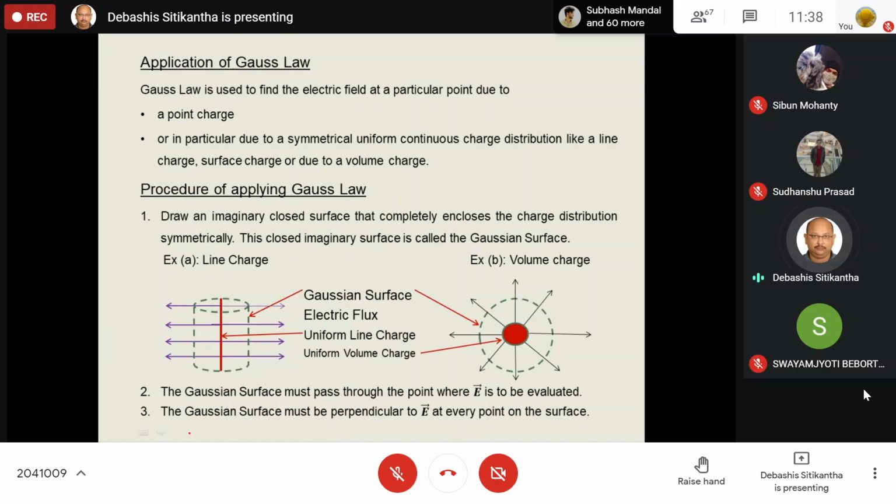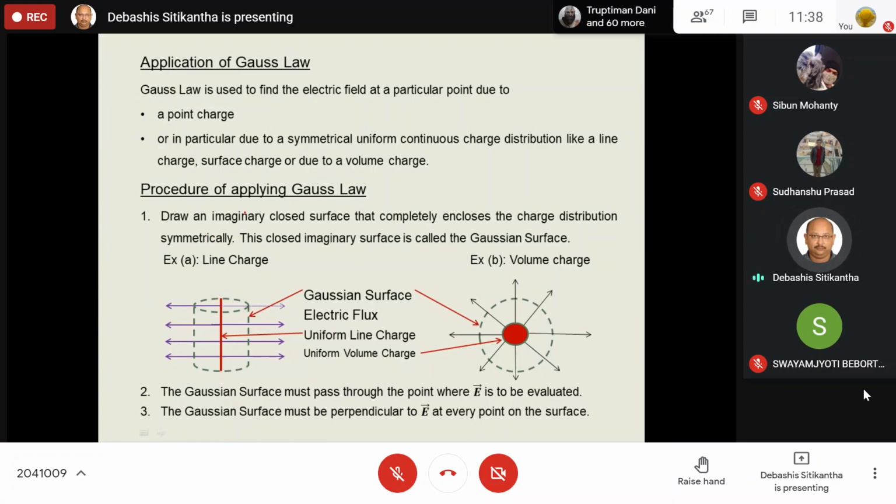After the completion of this chapter, I will again send chapter number 22 over your group email ID. You may download it, keep it for yourself, refer to it. Okay, so let us start.